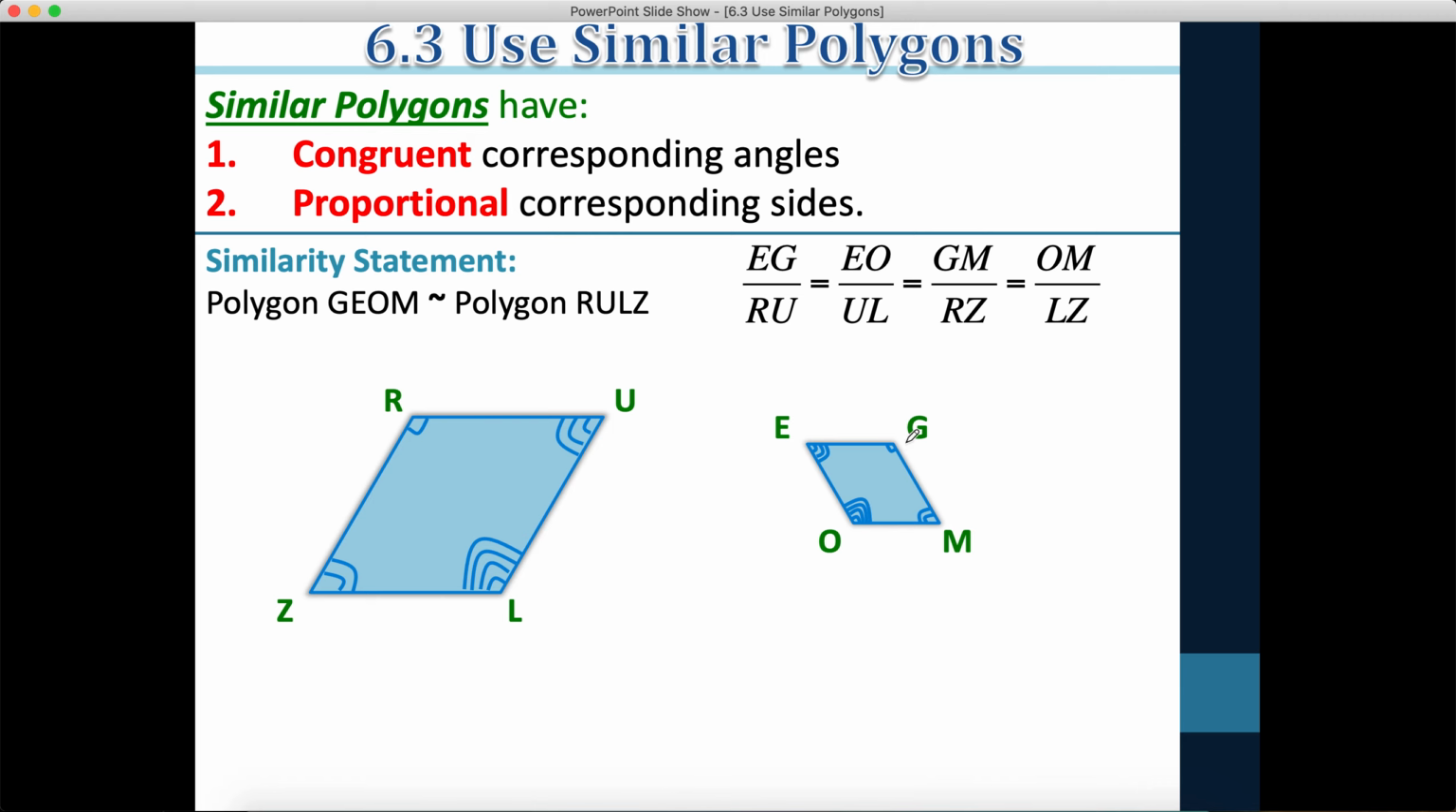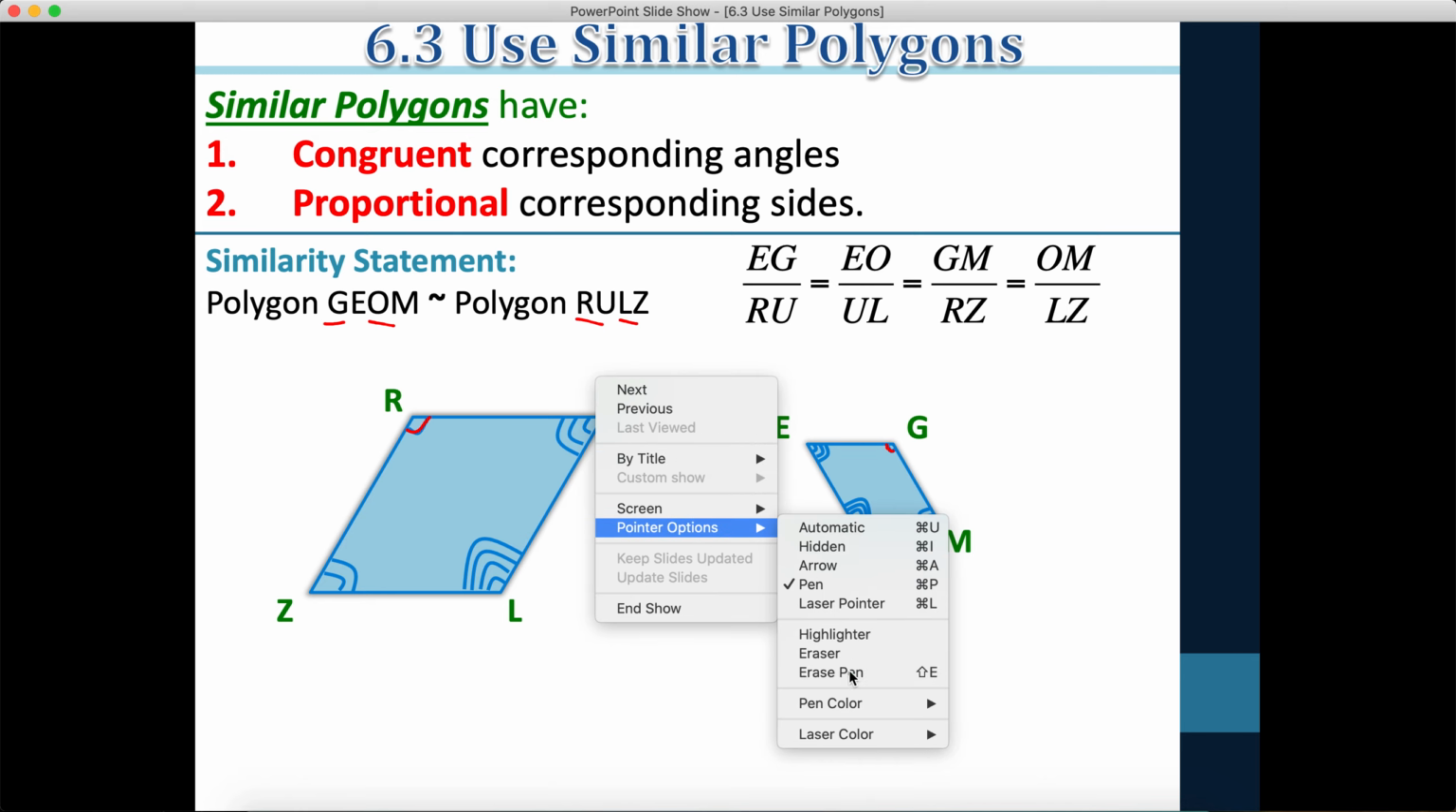If I have these two shapes, which, as you can see, are similar, it looks like this little guy on the right, polygon GEOM, is a shrunken and reflected version of polygon ROLU. Definitely no subliminal message here. And what that would mean about the corresponding angles, like, it looks like R corresponds with G, is that R and G are congruent to each other. Again, same as when we had congruent polygons. I could do the same thing with all the other letters in this similarity statement, like O corresponds to L, so L is the 4-arc one, O is the 4-arc one, so they're congruent to each other.